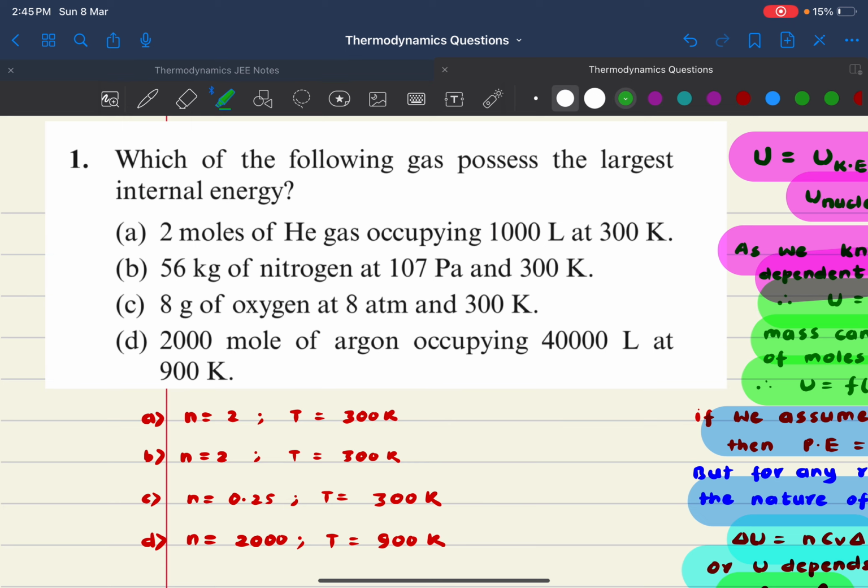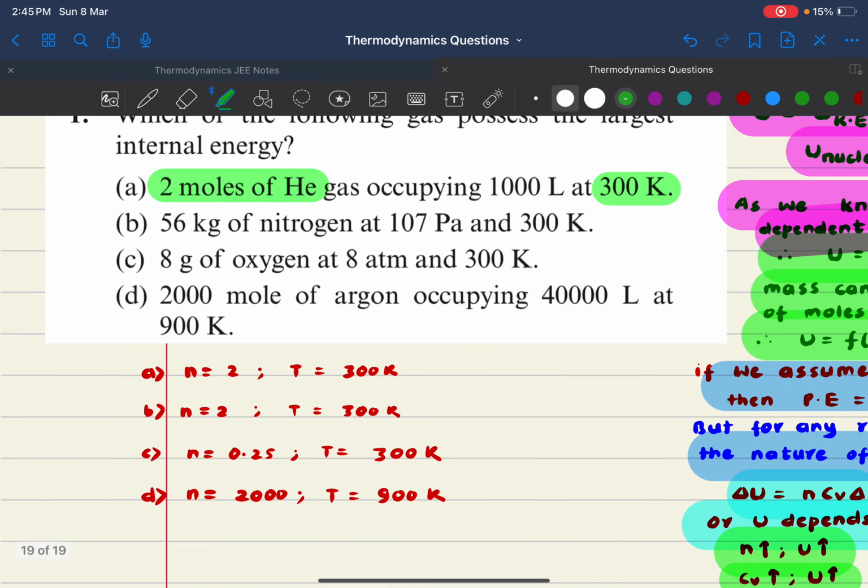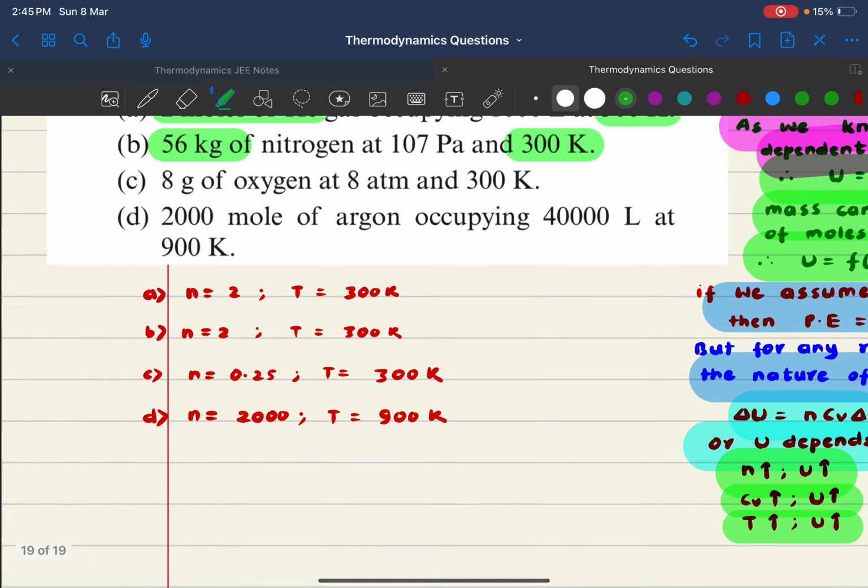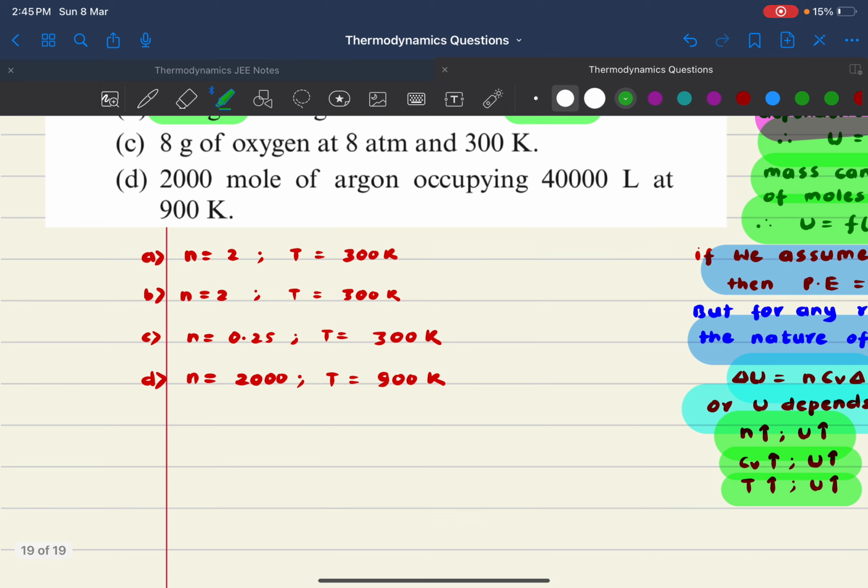The first option, 2 moles and 300 Kelvin, 56 gram of nitrogen. Nitrogen's molar mass is 28, you know that very well. So 56 divided by 28, you will get 2 moles and 300 Kelvin. 8 gram of oxygen. Oxygen, O2 I'm talking about, molar mass is 32. So 8 upon 32, that will be 0.25, 1 by 4. And again, the temperature is 300 Kelvin.